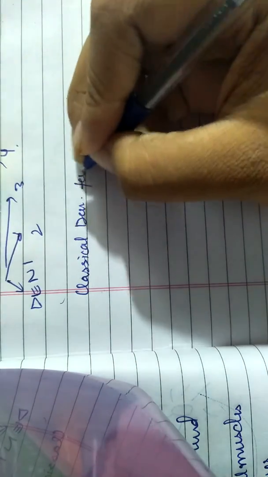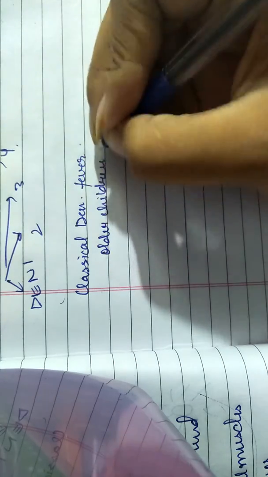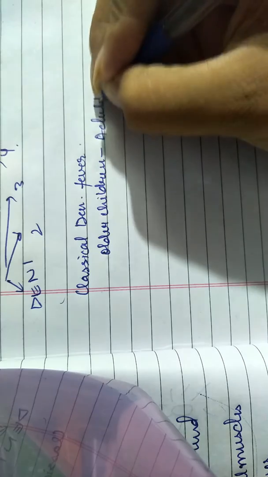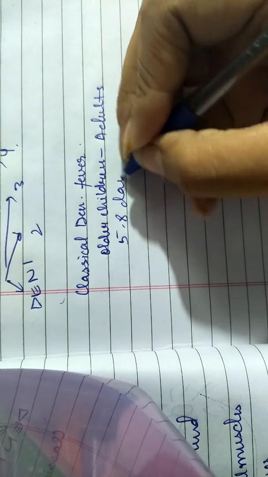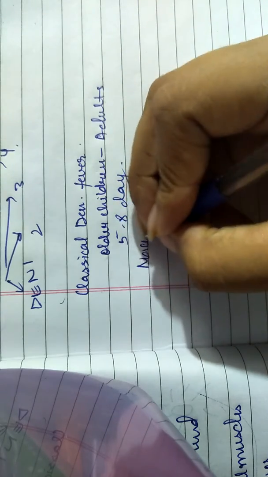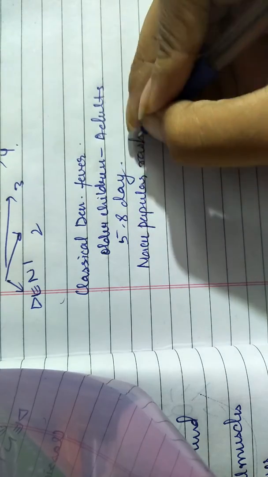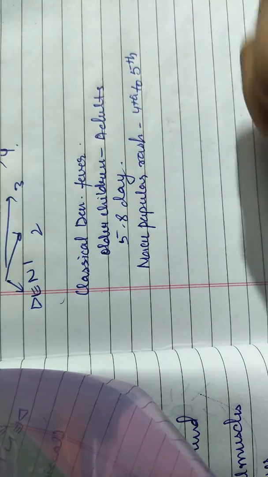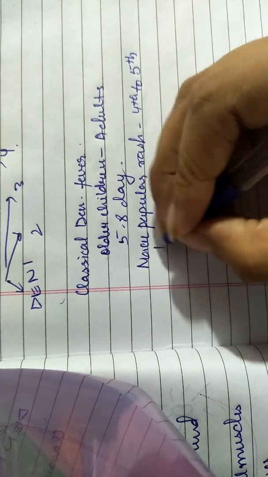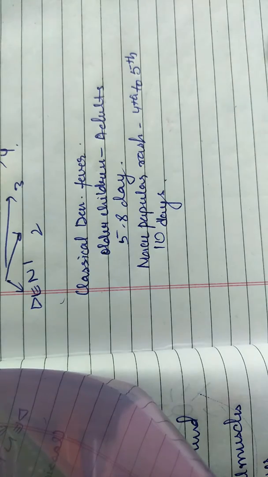dengue fever, there are manifestations as older children or adults are affected. The incubation period is 5 to 8 days, and maculopapular rash is present on 4th to 5th day of the fever, and it is febrile illness which takes 10 days before vanishing off. It is rarely fatal.